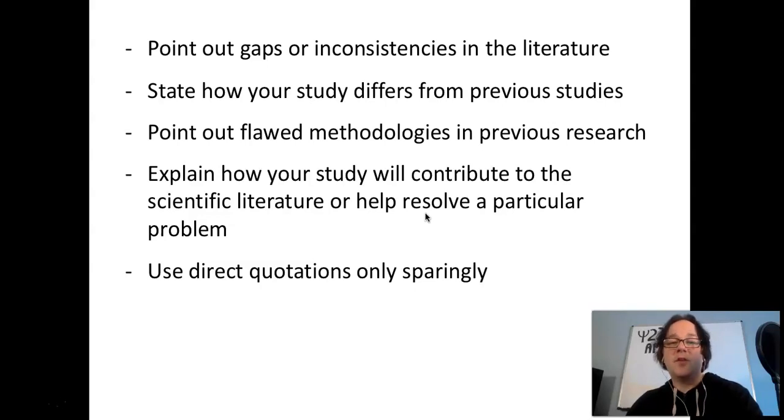Okay, so point out flawed methodologies in previous research, as I said. Explain how your study will contribute to the scientific literature or help solve a problem if your study is more applied in nature. And one thing that we want to avoid almost at all costs is to use direct quotations. We almost never want to have anything in quotation marks taken directly from the articles that we are reviewing. Instead, we want to put them into our own words and cite them, give them credit appropriately.